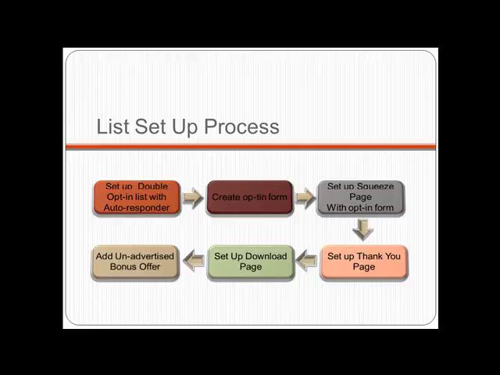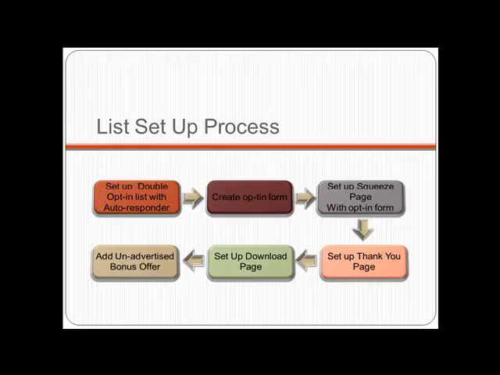So here's a little bit of the list setup process. You'll want to set up a double opt-in list with your autoresponder. You'll next want to create your opt-in form through them, set up your squeeze page with the opt-in form, and then next thing you'll want to do is set up a thank you page. So after they subscribe, they're sent to a page that says, hey, thank you for signing up for this free offer. Then you'll want to have a download page that's ready to go to deliver your products.